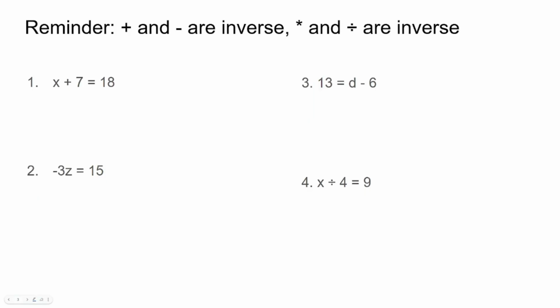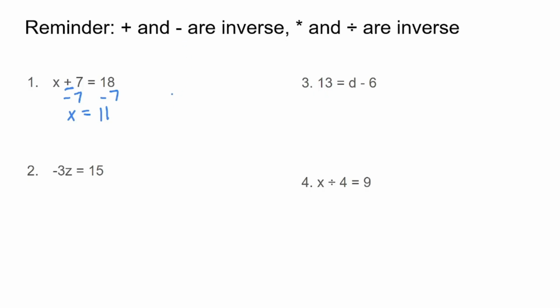So the first question is x plus 7 equals 18. So as you can see here, the operation being done is addition. So we know that addition and subtraction are inverses. So we're going to use subtraction to subtract the constant. So in this case, we're going to subtract 7 from both sides. And then x is going to be equal to 11.